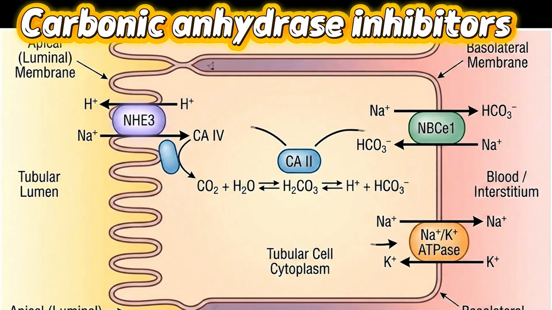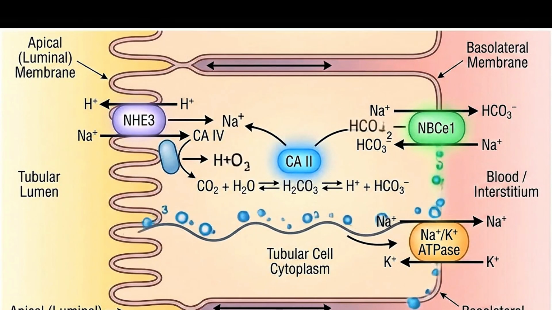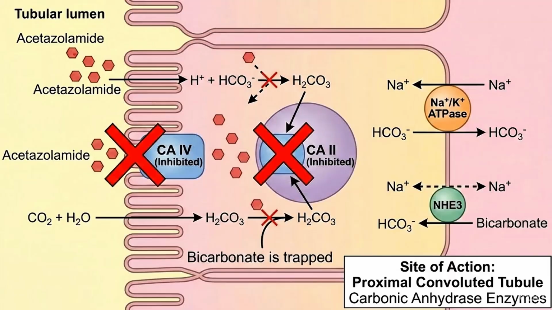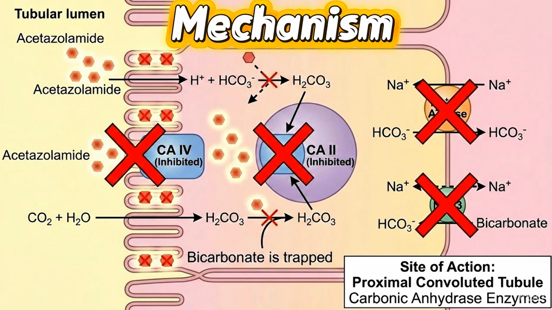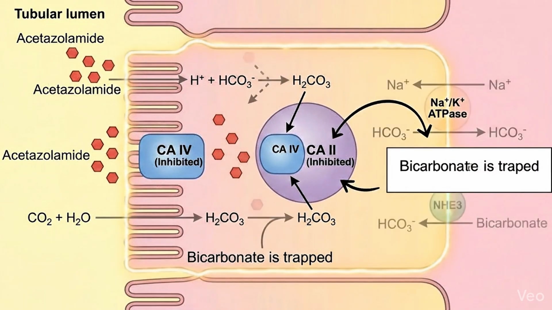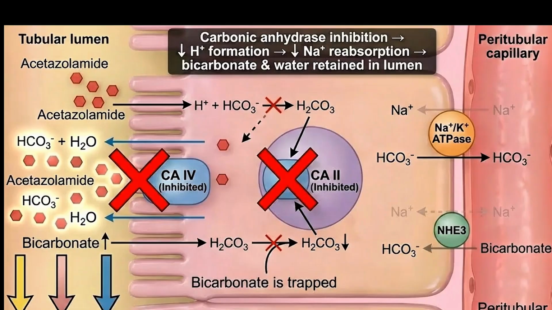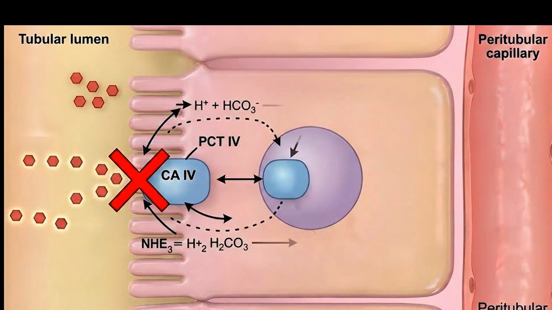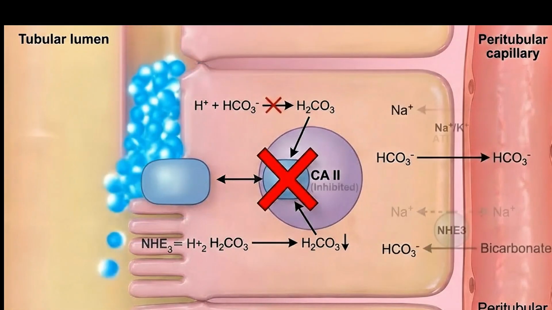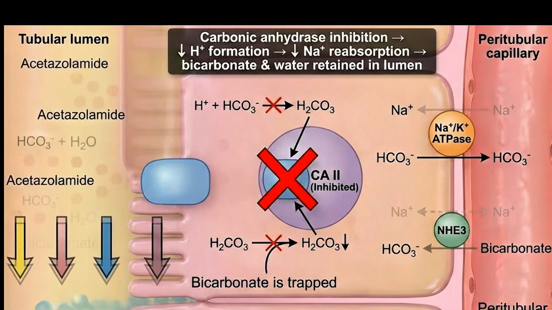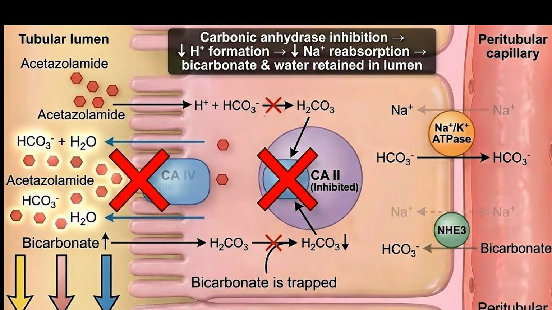Inside the proximal tubule, carbonic anhydrase normally helps reabsorb bicarbonate along with sodium. Carbonic anhydrase inhibitors like acetazolamide block this enzyme. Now bicarbonate stays in the tubule, sodium and water follow, diuresis occurs, and bicarbonate is lost in urine. That's how carbonic anhydrase inhibitors produce alkaline urine and mild diuresis by blocking bicarbonate reabsorption.